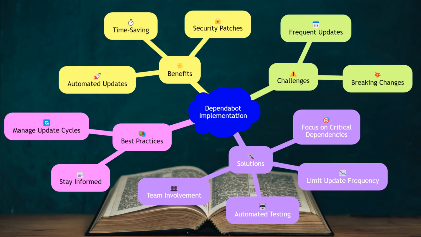While Dependabot offers many benefits, there can be challenges in its implementation. For example, frequent updates can overwhelm developers, or updates might introduce breaking changes. To address these challenges, configure Dependabot to limit the frequency of updates and focus on critical dependencies. Use automated testing to catch issues early and involve your team in reviewing and merging updates. Additionally, stay informed about the dependencies you use and their update cycles. By proactively managing these challenges, you can ensure that Dependabot remains a valuable tool in your development process.